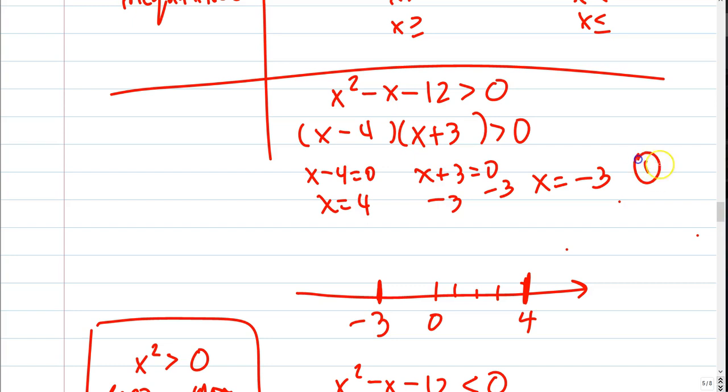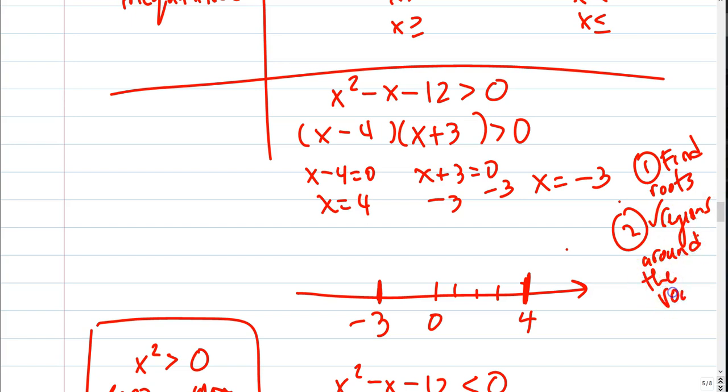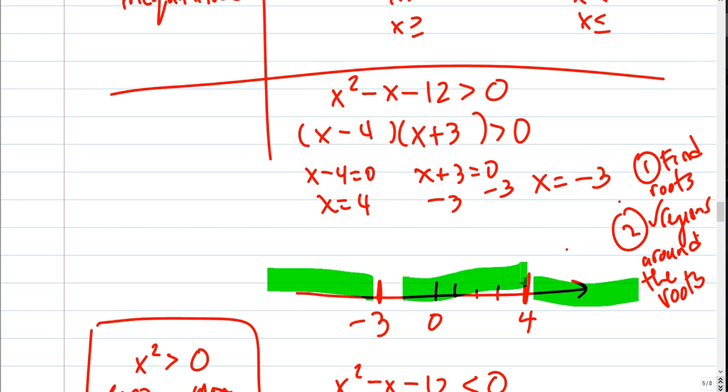So after we find the zeros, or the roots, or the key points, then what we do is we check the regions around the points. So I see 3 regions. I see one to the left, one to the right, and one in the middle. Okay? So I'm going to check a couple values with this. I'm going to check to the left of negative 3. So how about negative 4? I'm going to check in the middle. And I'm going to check to the right of 4. How about 5?